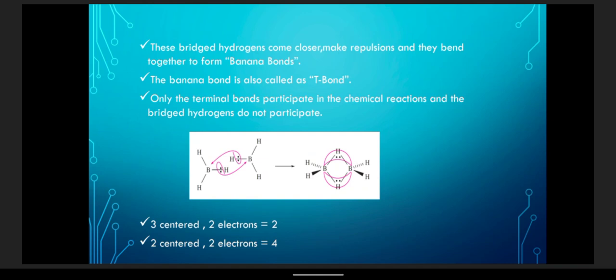Here it forms 3-centered 2-electron bonds. There are 2 3-centered 2-electron bonds and 4 2-centered 2-electron bonds in this structure.